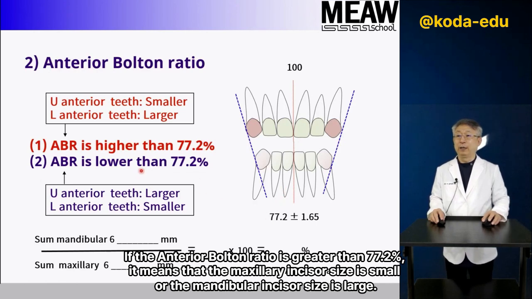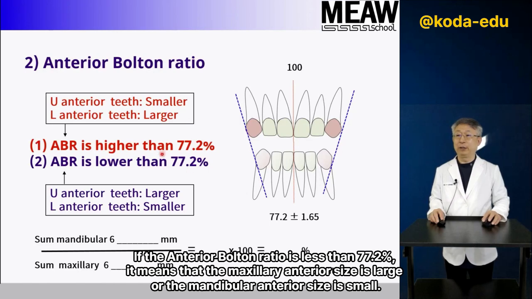If the anterior Bolton ratio is greater than 77.2, it means that the maxillary incisor size is small or the mandibular incisor size is large. If the anterior Bolton ratio is less than 77.2, it means that the maxillary anterior size is large or the mandibular anterior size is small.